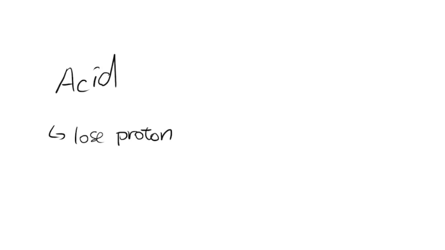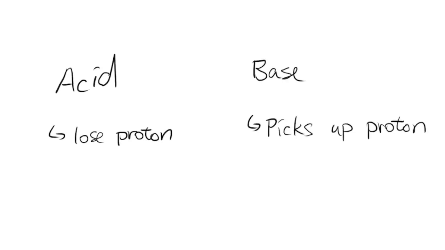In short, an acid is a compound that loses a proton, whereas a base is a compound that picks up protons. Bronsted acids and bases are not all the same. There are two metrics that we use to describe an acid or a base. The first one is the strength.